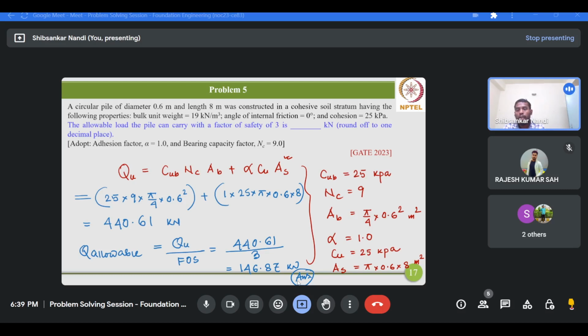So we have calculated the allowable load of the given circular pile of diameter 0.6 meter and length 8 meter as 146.87 kilonewton with a factor of safety of 3. So is it okay? May I move further?